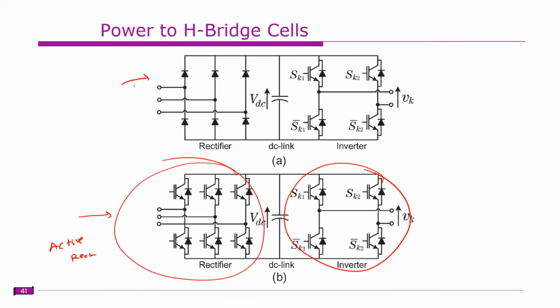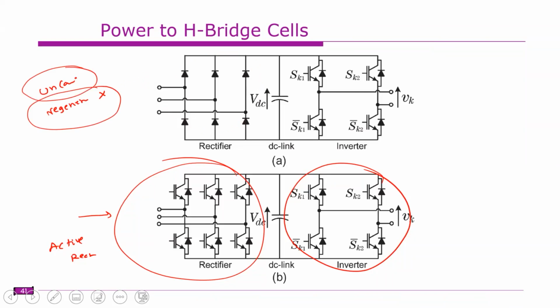So this is suitable for uncontrolled applications where we don't require regeneration, because these diodes are not capable of regenerating. So these are not regenerative, and this is used for uncontrolled applications. Here the output voltage is fixed because of these diode bridges. Let us assume that these are replaced with thyristors.